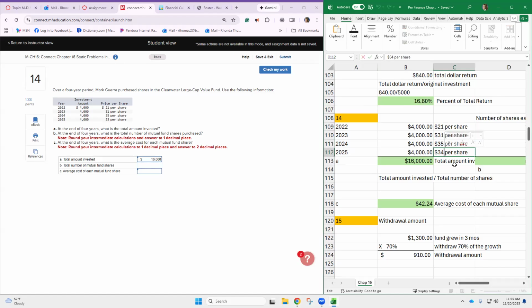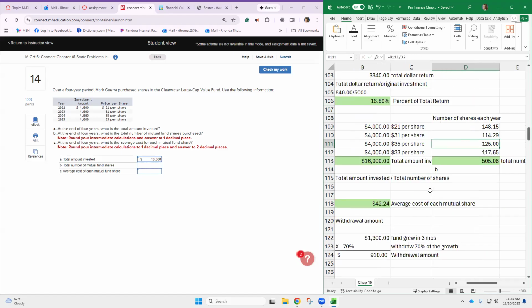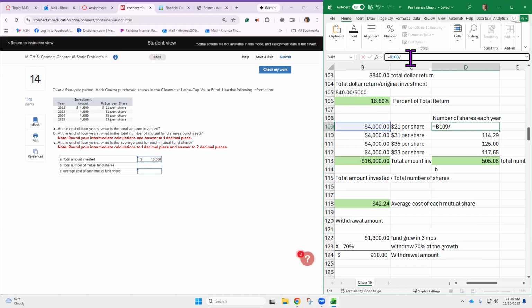So the lowest price in those 4 years was $21 a share. So that's when you're going to get the most number of shares. And then the highest price per share was 35. So that's going to be when you get the least amount of shares. Here's the number of shares you're going to get based on that investment amount. The investment amount is the 4,000 every year.